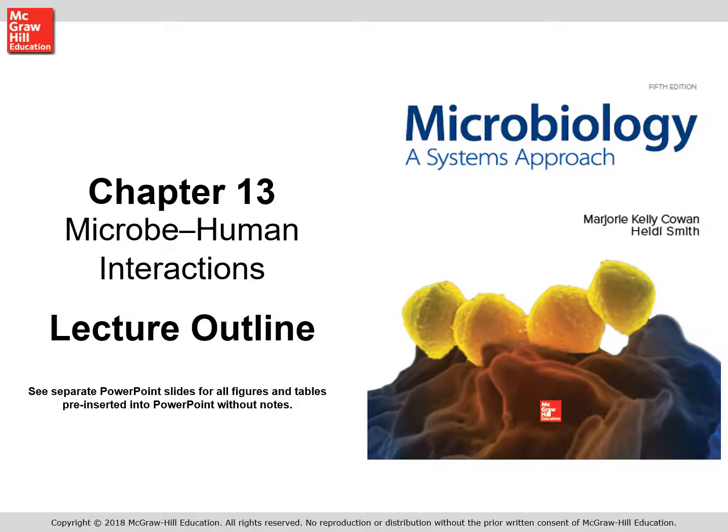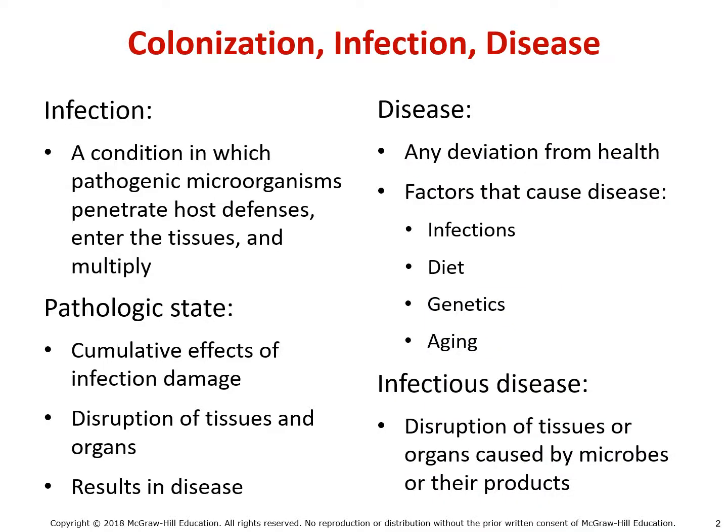Today we're going to talk about human microbe interactions. Really what this chapter is going to be about is infection, which is whenever microbes get in, they attach, they reproduce, and then they cause disease. This can result in a pathologic state, which is the cumulative effects of infection damage. And this really leads to disruption of tissues and organs, resulting again in disease.